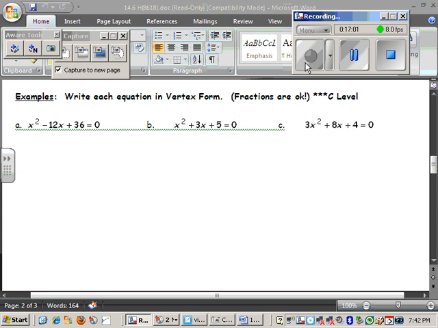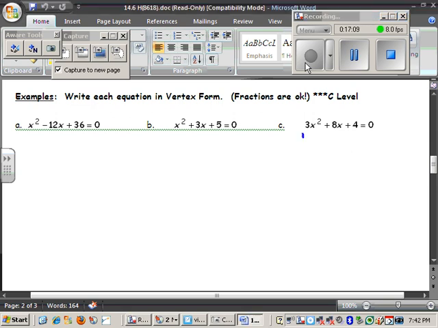Okay, we're going to begin working our last problem, and this one has a little more to it because I actually do have an a value this time. So let's go ahead and identify our a value, and that is 3. And our b value is going to be 8. Again, we're going to use the vertex formula.